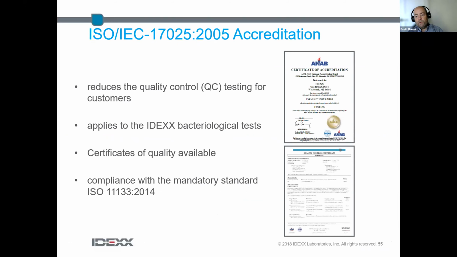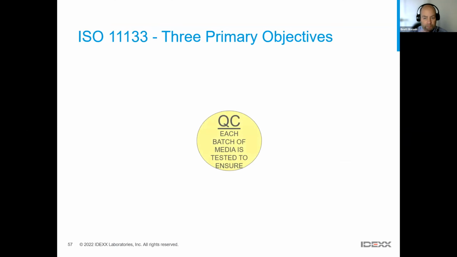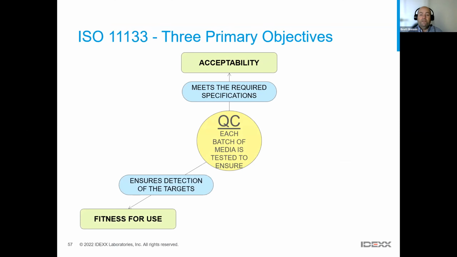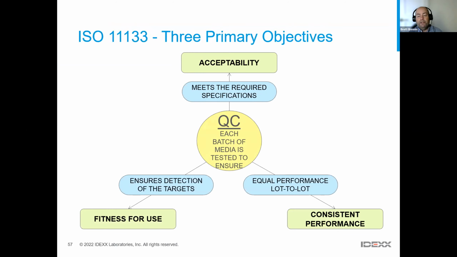Our quality testing laboratory is accredited to ISO 17025 standards, and that reduces the level of quality control that our customers have to do. We have certificates of quality available for all of our products, and everything's done in compliance with the microbiological testing standard, ISO 11133. Again, when it comes to quality control, we take it very seriously. Each batch of media must be tested to make sure it's acceptable, it's fit for use, and it has consistent performance from lot to lot.